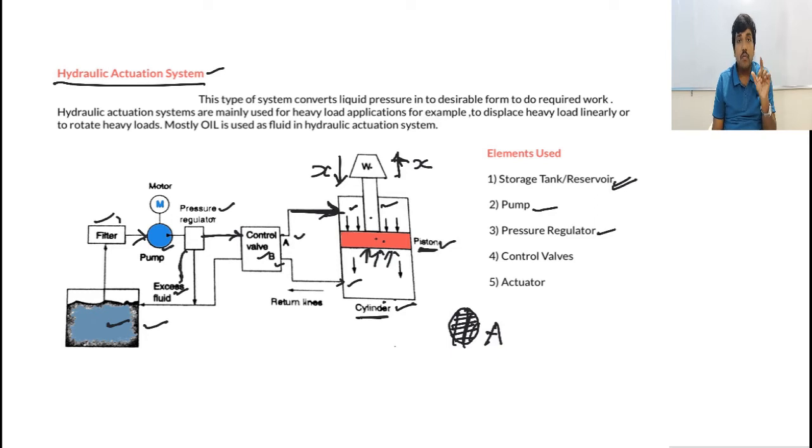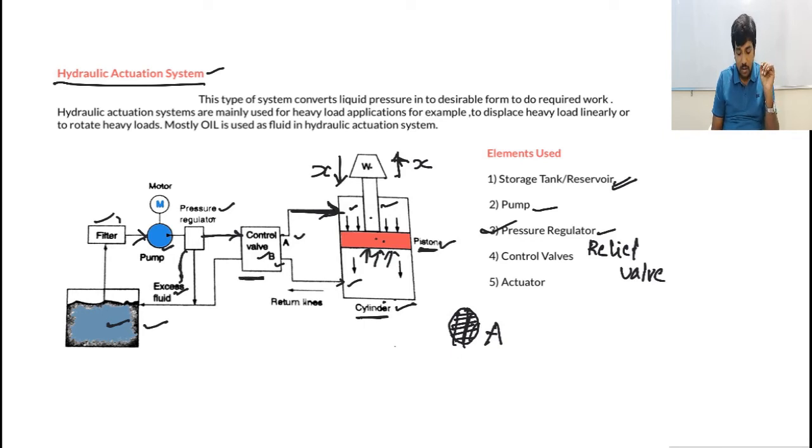And usually the relief valve will do this action. Let me write it down here: relief valve acts like a pressure regulator. And what is the next element here? Obviously the next element is the control valve, because you can see the control valve here.